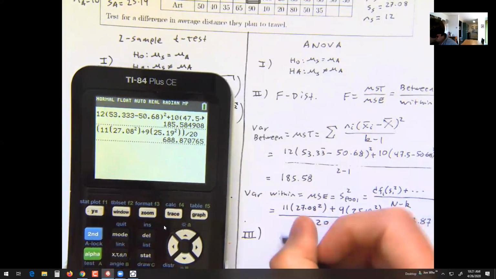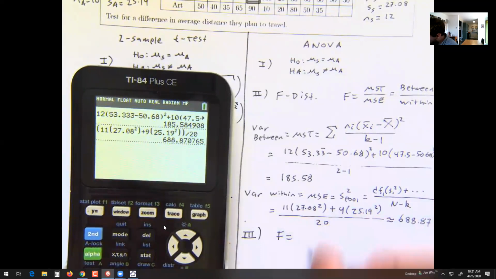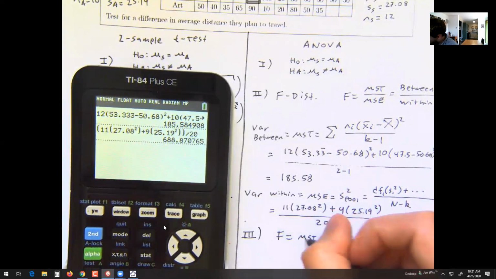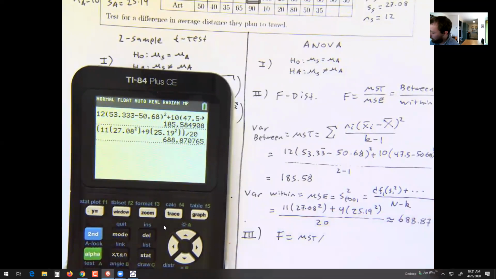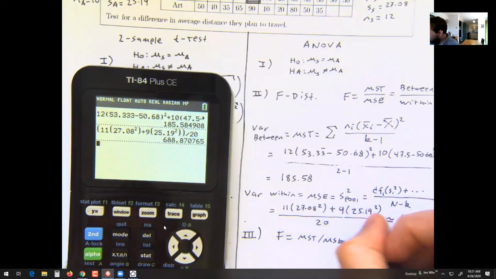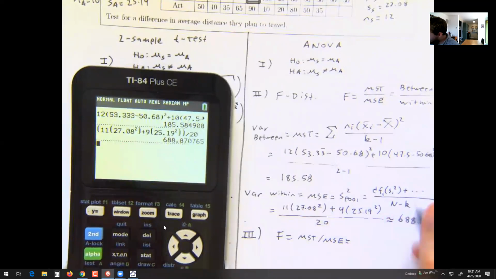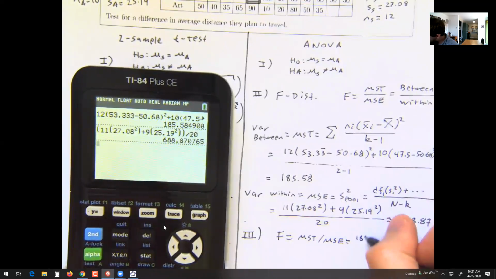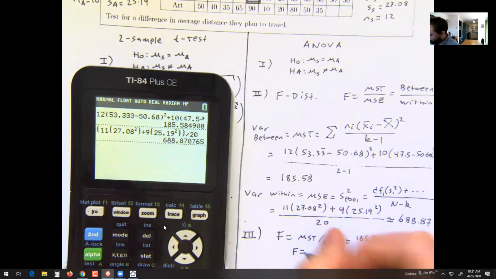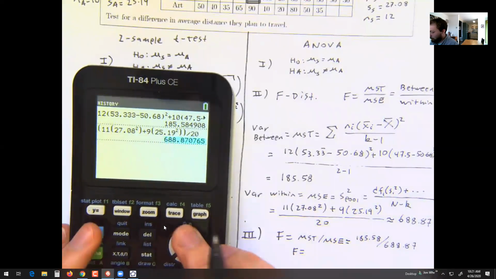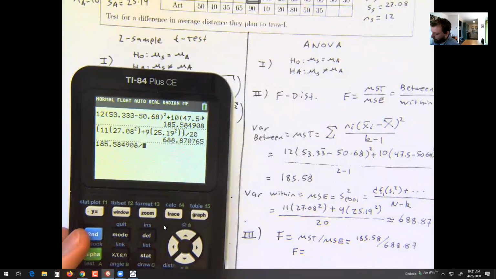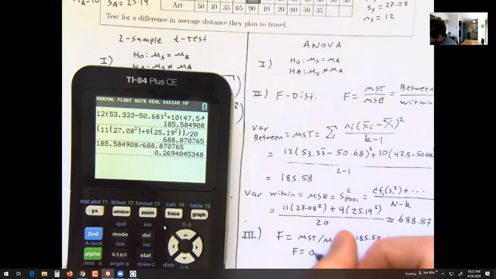688.87 or so. To get my F, I take my mean square of the treatment, the T is on top, T for top is how I remember that, divided by the MSE. So I'm taking this 185.58 and dividing by 688.87, and this will give me my F ratio. I'm just going to cheat and take that number divided by that number. My F ratio is 0.269 or so.